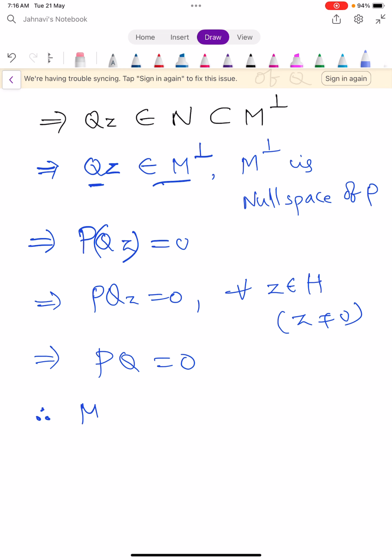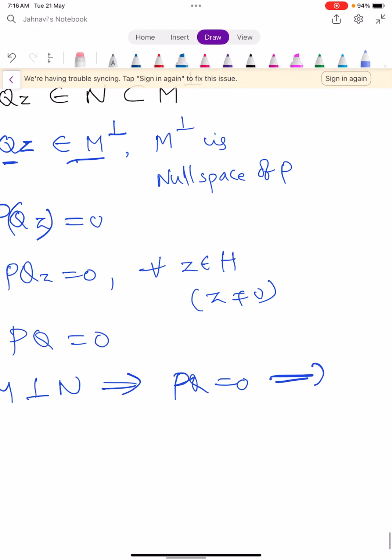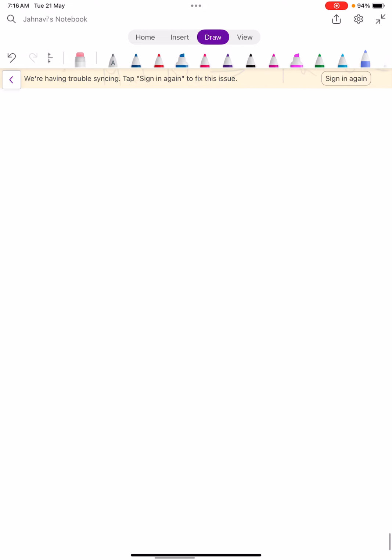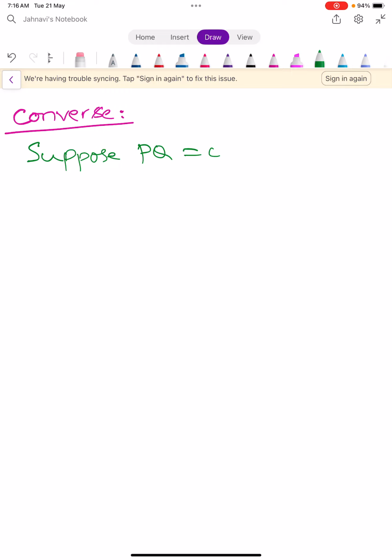Therefore, we assumed that M is perpendicular to N and proved that PQ is equal to 0. Already we showed that QP is also equal to 0. So right, that's it. Now we go for the converse part. Converse. Suppose PQ is equal to 0. We can show that N is perpendicular to M.